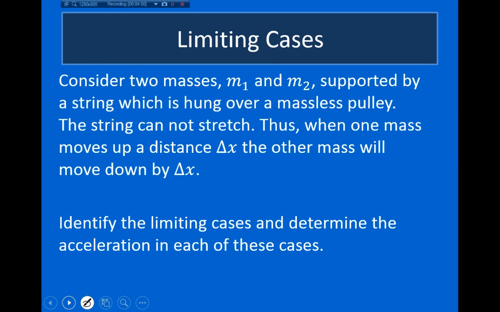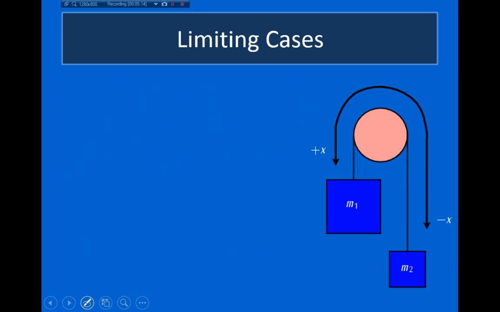Now let's look at another example. This example says, consider two masses, m1 and m2, which are supported by a string which hangs over a massless pulley. The string cannot stretch. Therefore, when one mass moves up by a distance delta x, the other mass has to move down by the same distance. And we're asked to identify all the limiting cases and determine the acceleration in each of these cases.